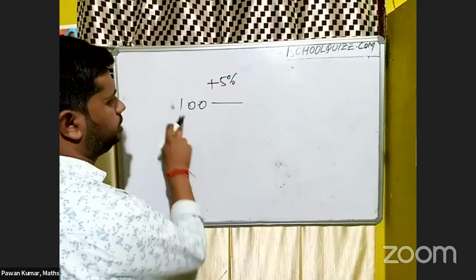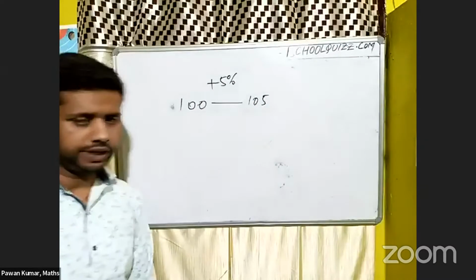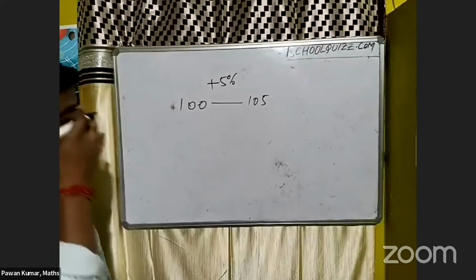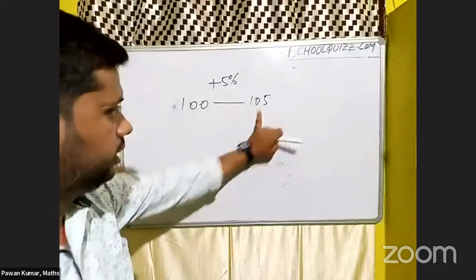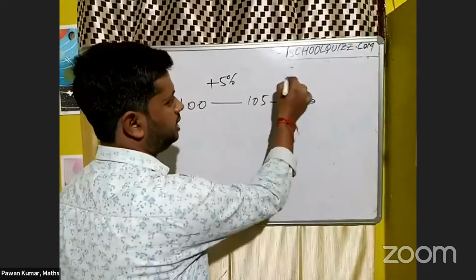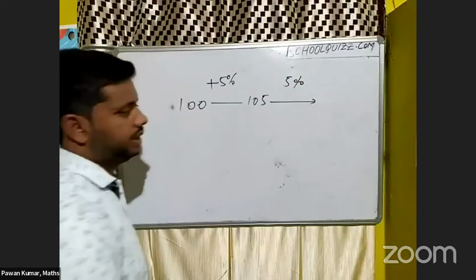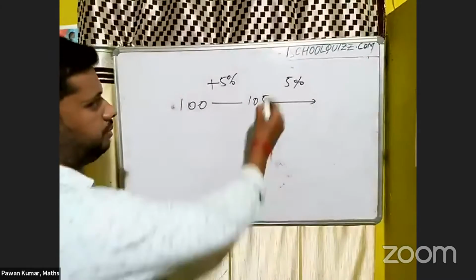Simple. Suppose there is a price of 100 rupees, and it increases by 5%. From 100, 5% increase means up to 105. Correct? Yes, sir. A 5% increase of 100 means the price will become 105. Now suppose it decreases again by 5% from this amount.